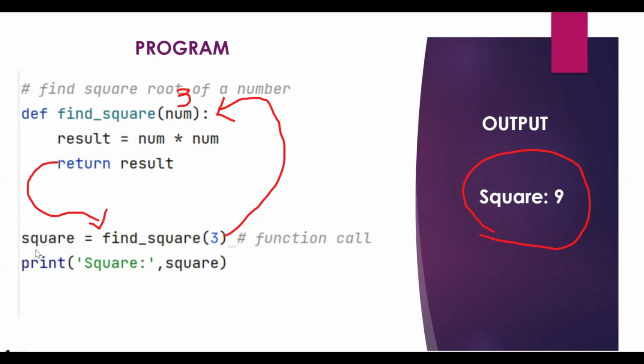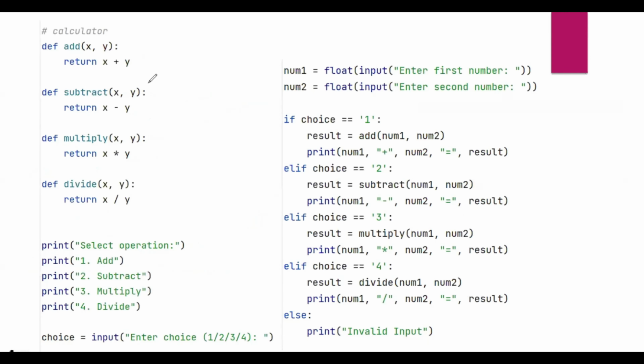Now the next question is to create a very simple calculator. We have done a similar program in the last session. Here the only difference is that we are adding a return statement. So 4 functions are there: add, subtract, multiply, and divide. We are printing select operation. 1 for add, 2 for subtract, 3 for multiply, and 4 for divide. The user can type the choice equal to input, enter choice 1, 2, 3, 4. So the user is supposed to type any choice. After that, we are asking the user to enter the numbers, num1 and num2.